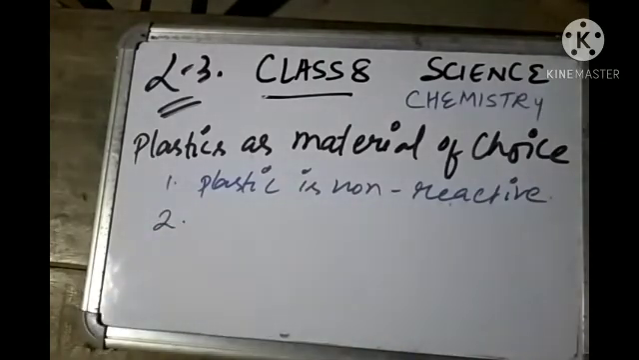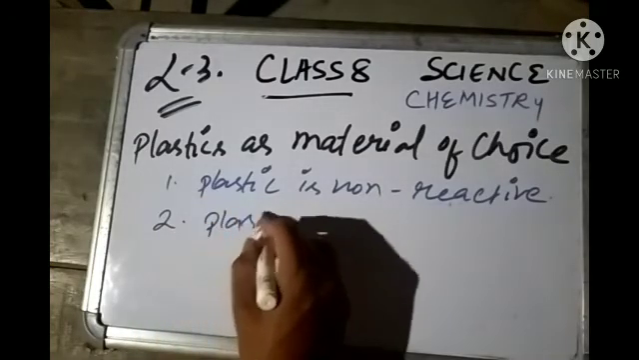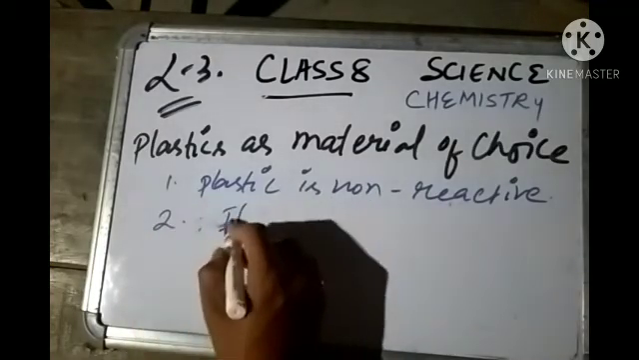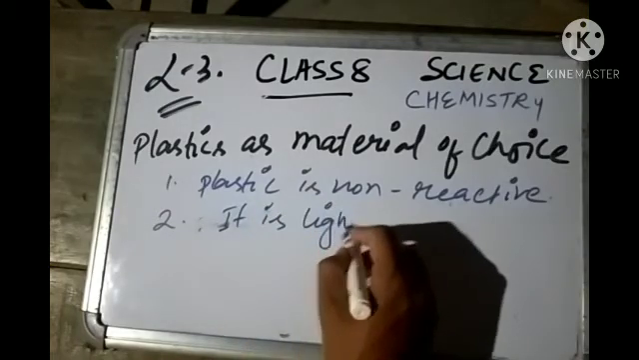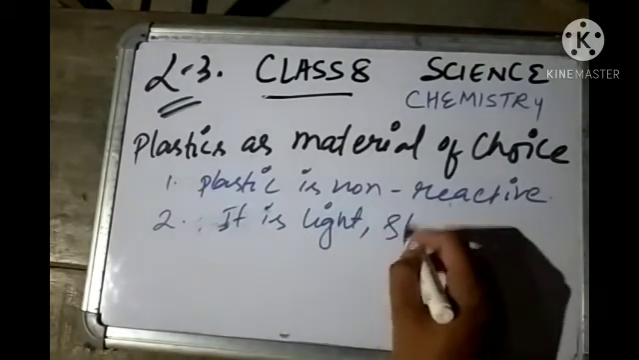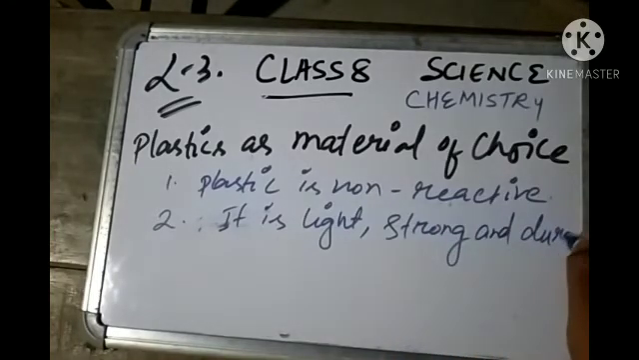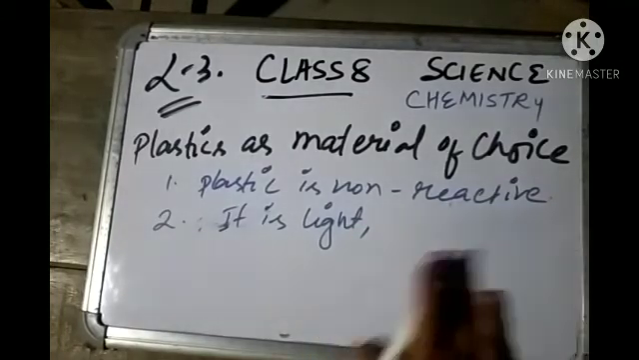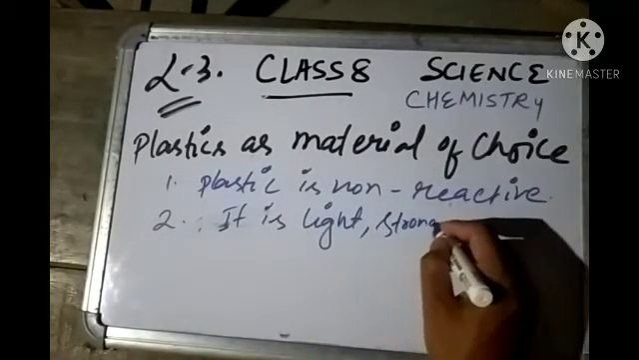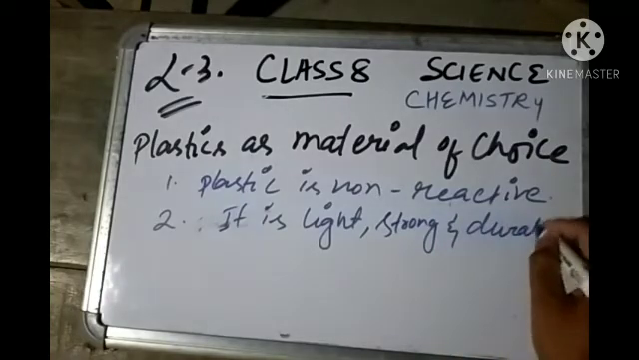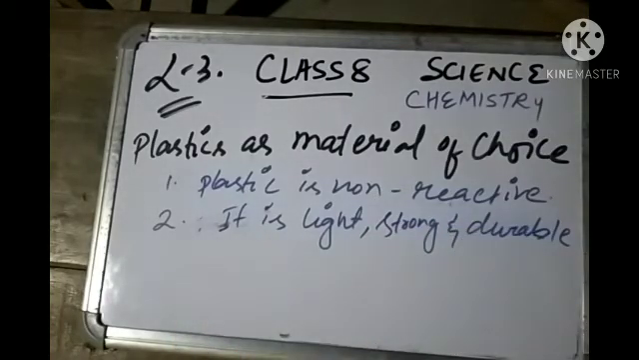Second point is plastic is light. It is light, strong, and durable. So why is plastic a material of choice for everyone? Because plastic is non-reactive. It does not react with any material, so it can be used as a container. Second point is it is light, strong, and durable.